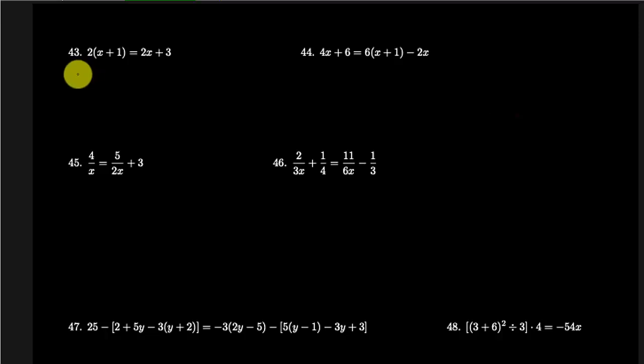All right, let's clear the parentheses. So I get 2x plus 2 equals 2x plus 3. I'm going to subtract 2x from both sides. I'm going to subtract 2 from both sides. Those cancel. Those cancel. We're left with 0 equals 1.